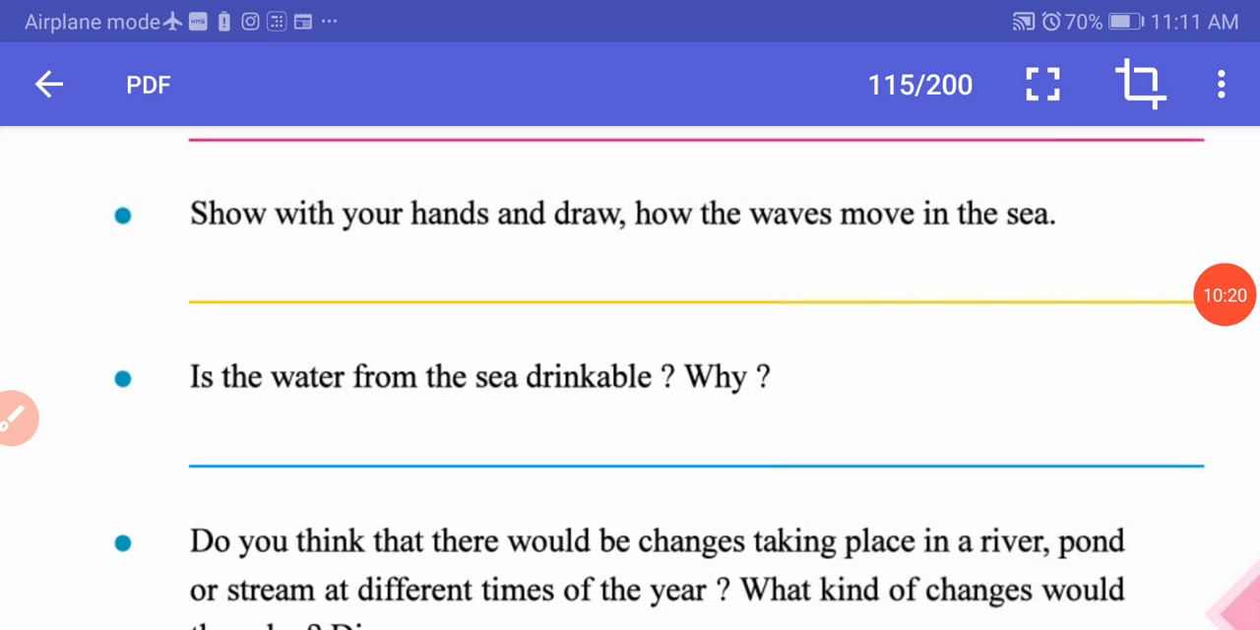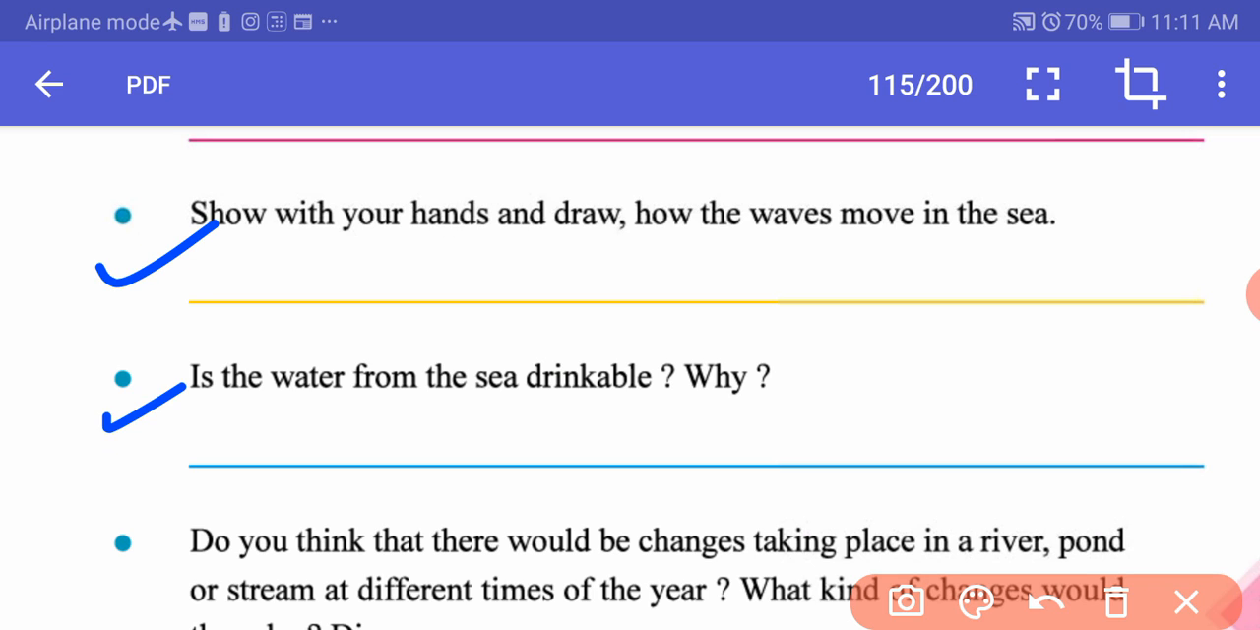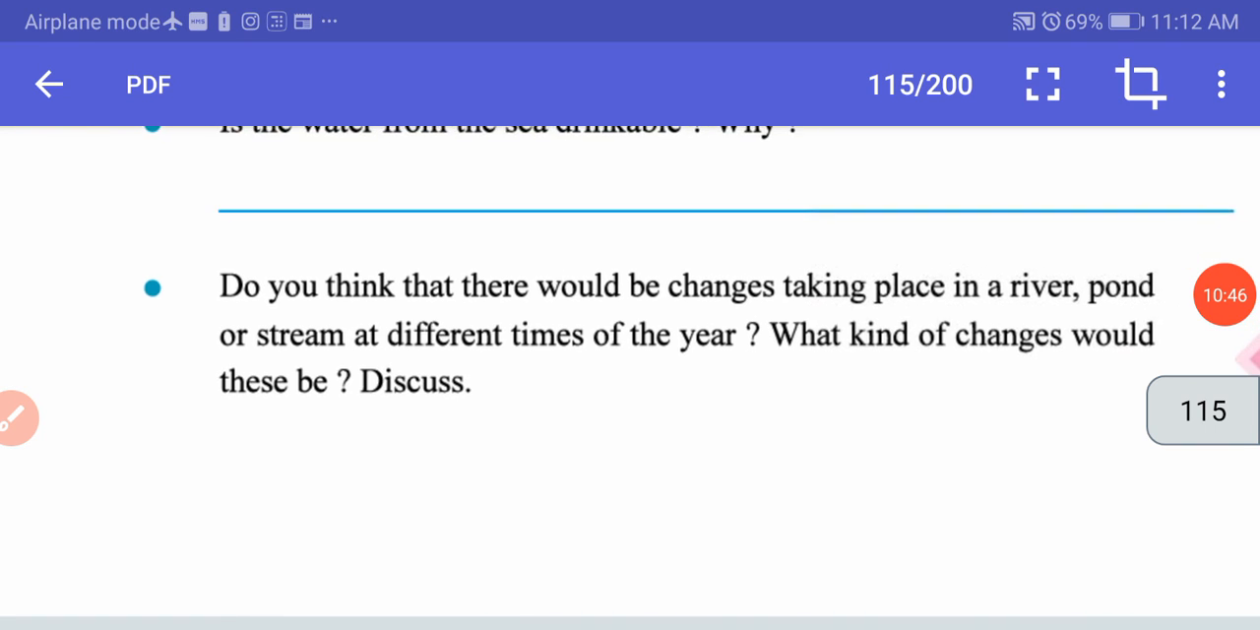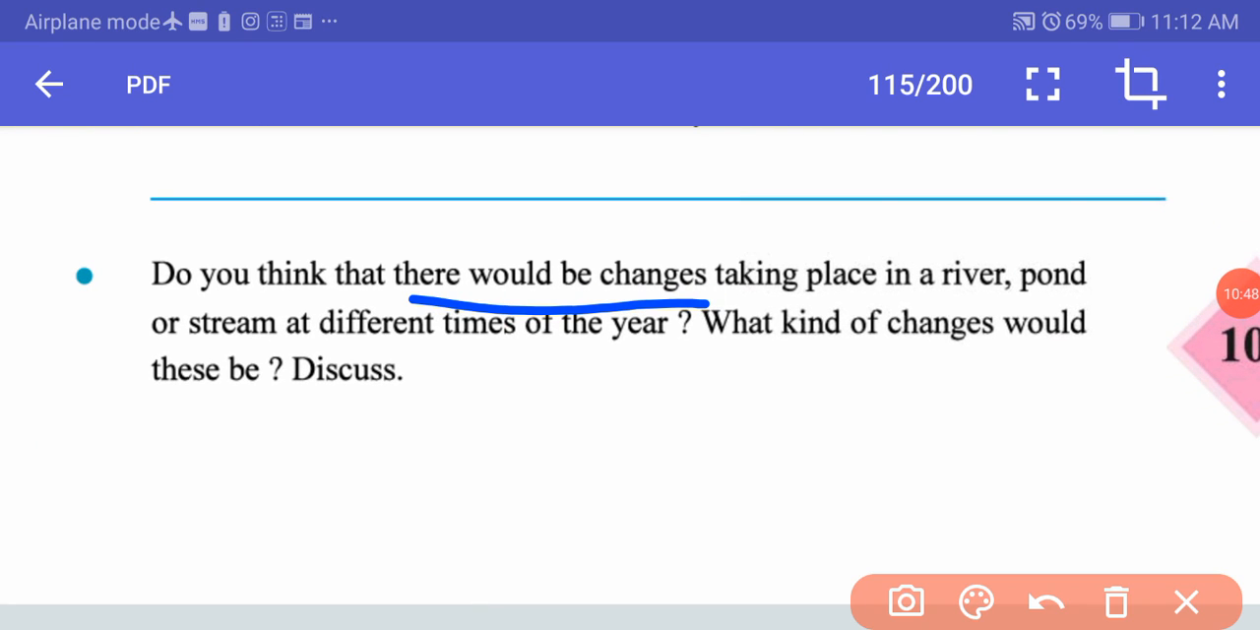Now show with your hand and draw how the waves move in the sea. So your answer can be, the waves move up and down in the sea over here. Next question is, is the water from the sea drinkable? Why? So you can write here that sea water is not drinkable because it is saline. Saline means salty.